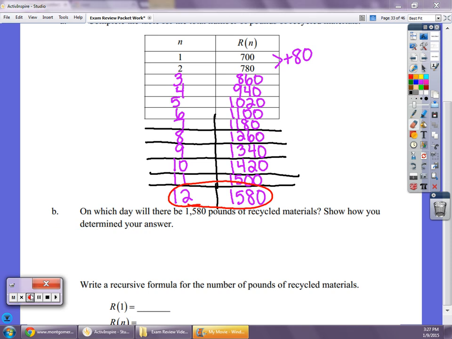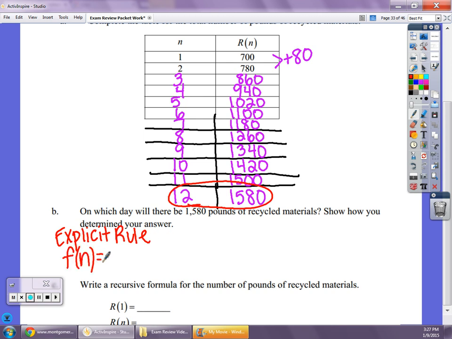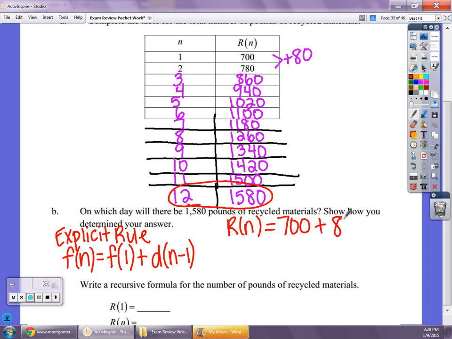Okay, so I'm going to write an explicit rule for this function. I'm going to remind us of what the formula is here. So we're going to have f of n equals f of 0 or f of 1. Since our table started at 1, I'm going to use f of 1 plus our difference times n minus 1. So let's do that for this pattern. We're looking for R of n. We know that f of 1 is equal to 700. So instead of f of 1, I'm going to write 700, we know that our difference is 80, and we're going to multiply that times n minus 1.